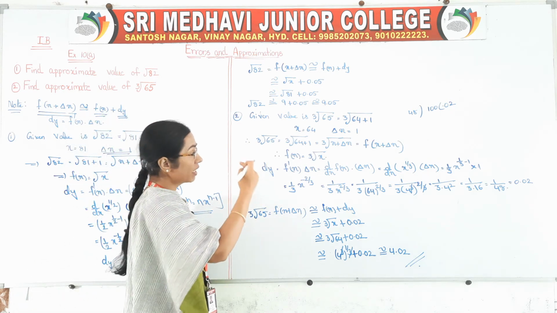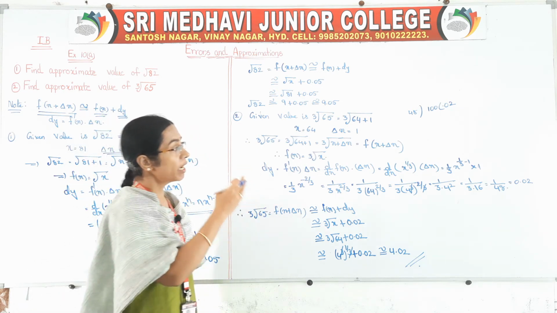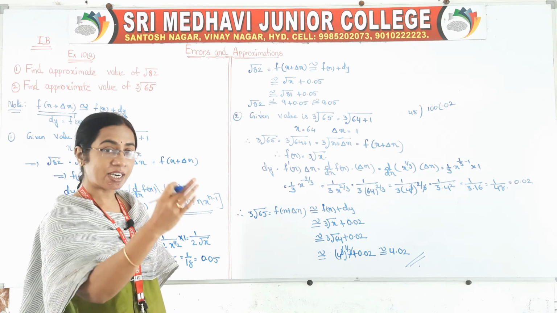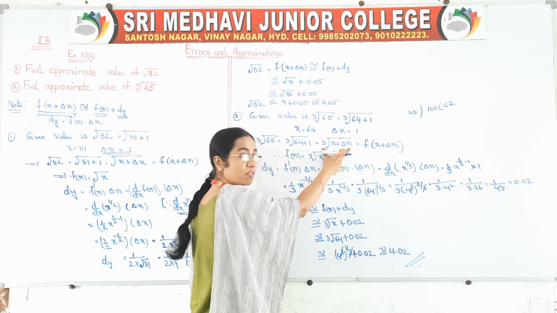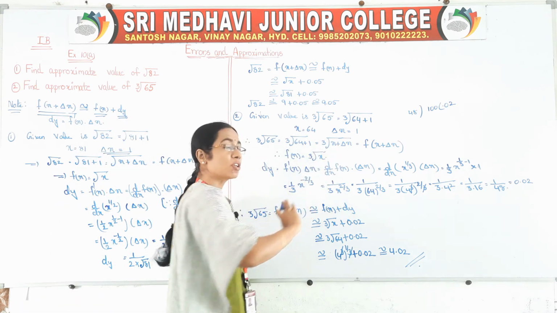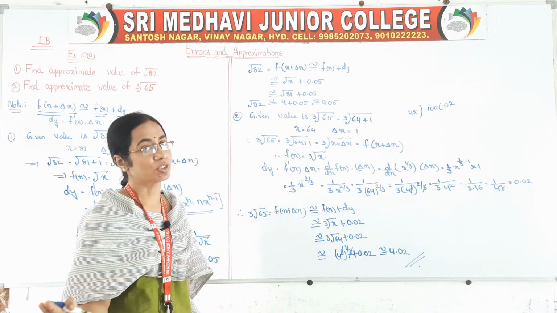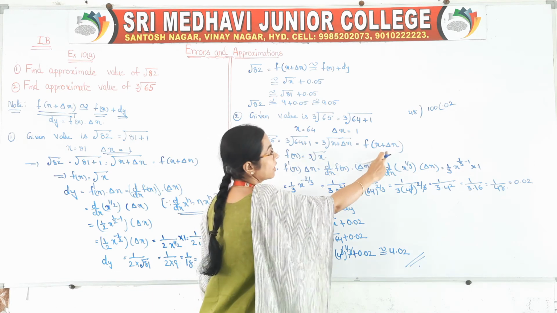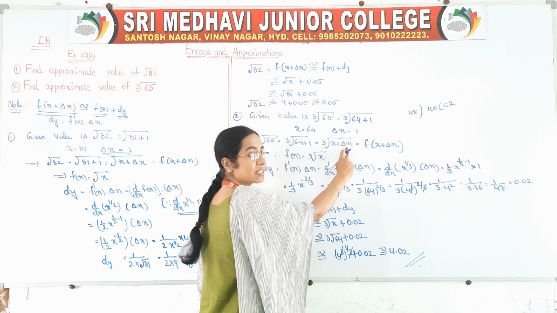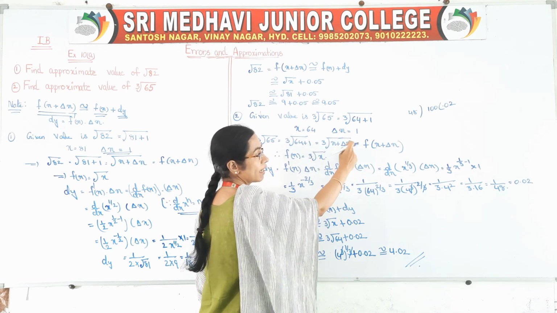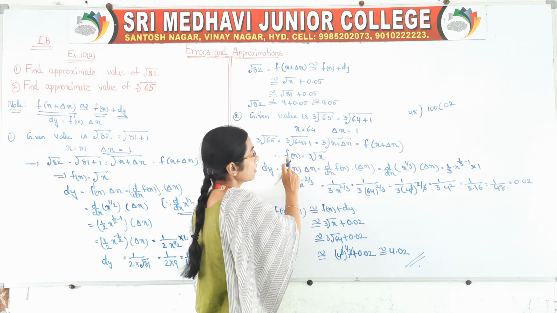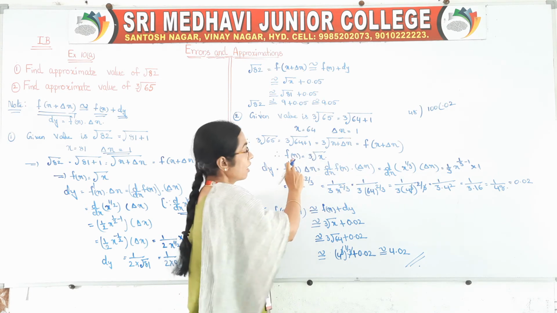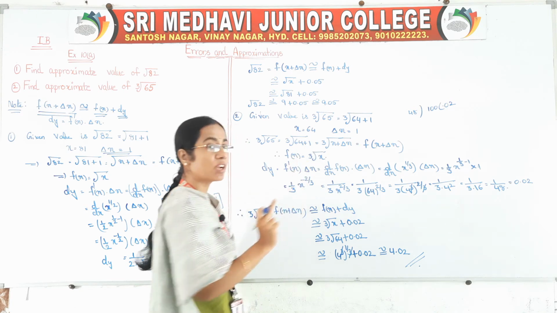How will we write the f of x value? In that f of x plus delta x, you will have some equation. In that equation, ignore all delta x terms, then you will get your f of x. So f of x plus delta x is cube root of x plus delta x. This is your delta x term. Just ignore it, then you will get your f of x. f of x is equal to cube root of x.